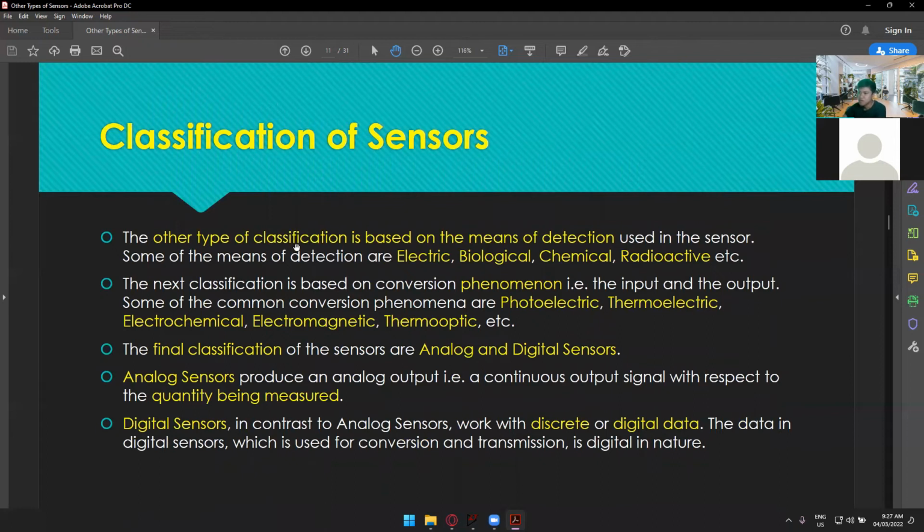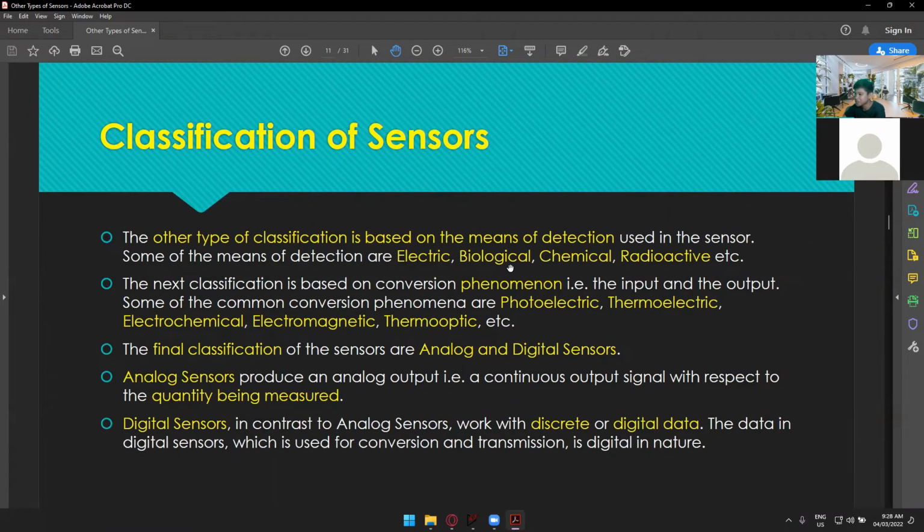Anyway, let's move on to the other classifications. Of course we have electrical sensors, biological sensors, chemical sensors, and radioactive sensors. Those are just the classifications or categories of what it can detect. For electrical, I guess it's easy to understand. If there is electricity, it detects that there is electricity; if there is no electricity, it detects that there is none. So I guess it's very straightforward.